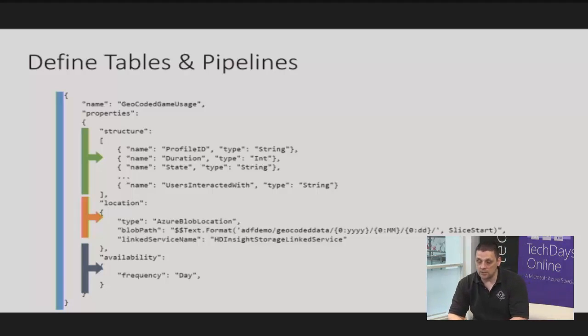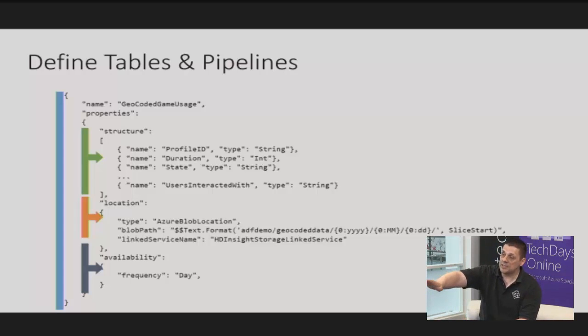And in it you can see that we've defined the structure, we've given it the name, we've given it the data type. We're telling it, okay, when I go out and find it, where will I find it? And you'll see some interesting syntax down there with blob path.